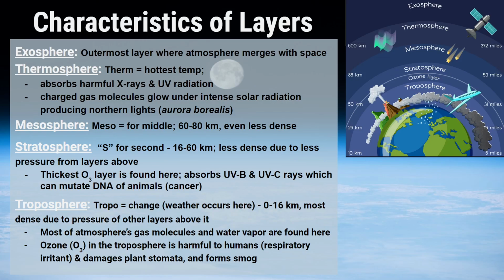Finally, there is the exosphere, and you can remember that exo means outside, like the exoskeleton of an insect. This is the outermost layer of the atmosphere, and it is really where the atmosphere merges with outer space.